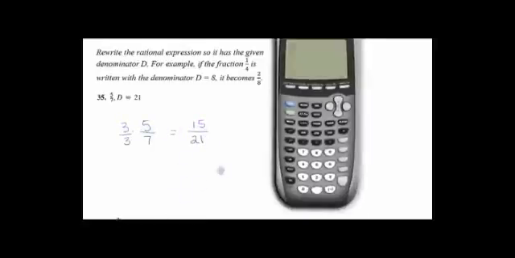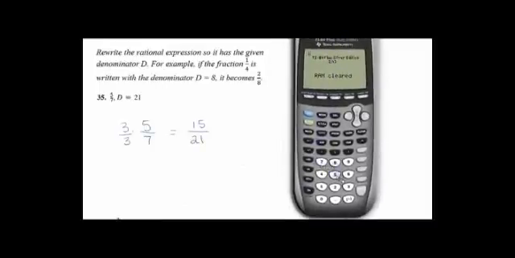Now you can see that this will not change the value of your fraction. You can grab your calculator and put in there 15 divided by 21, and you get this decimal. If we take 5 divided by 7, you get the same decimal.